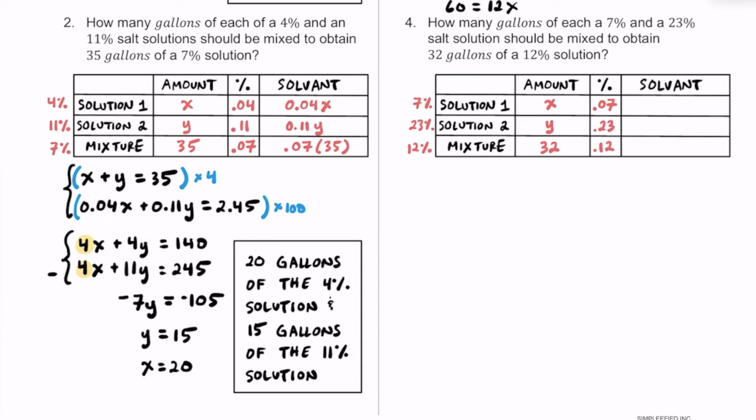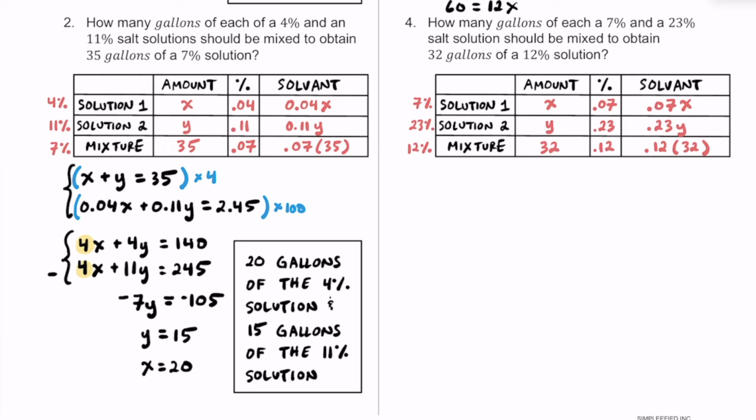All right, to figure out the amount of solvent in each of these solutions, let's go ahead and multiply. This one's going to be 7% of whatever this one is. That's X gallons. Then for solution 2, we have 23% of this one, so it's going to be 0.23 multiplied by Y. And then altogether, when we mix it, it's going to be 12% of this 32 gallons. That's going to be the amount of solvent. So it's 0.12 multiplied by 32.